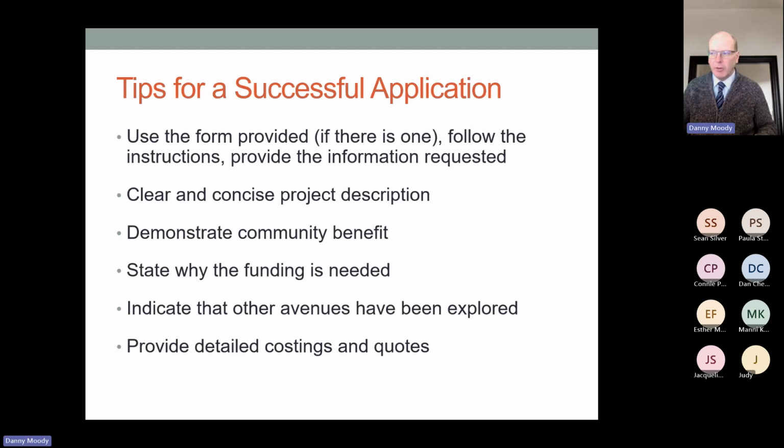So a few tips for a successful application. First of all, use the form provided if there is one, and follow the instructions. And that is general advice that applies to all grant applications.